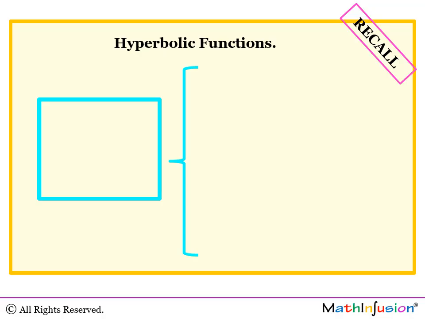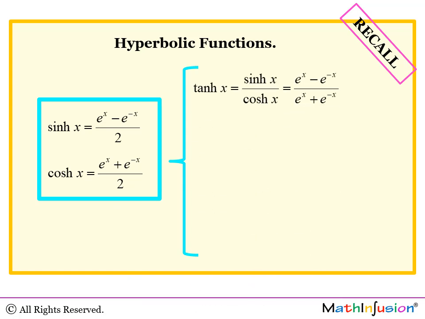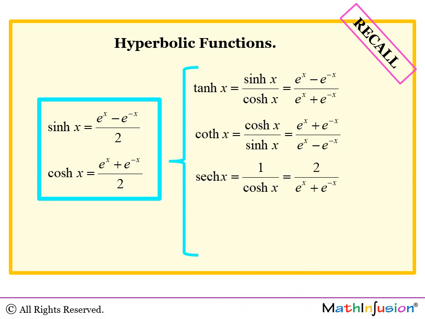I would like to recall, here is the sine hyperbolic x and here is the cosine hyperbolic x. And from here we get the tangent hyperbolic function, the cotangent hyperbolic function, the secant hyperbolic function, and the cosecant hyperbolic function.